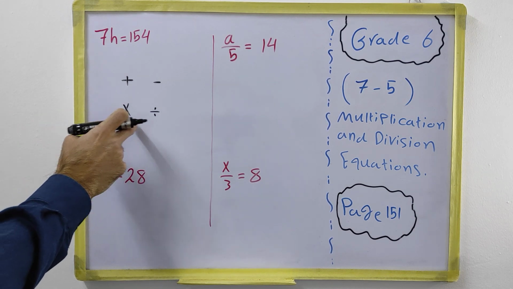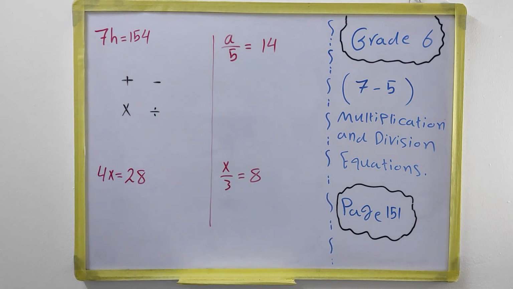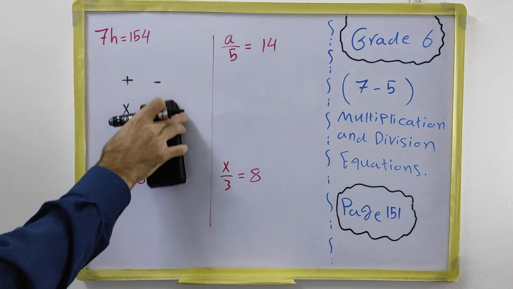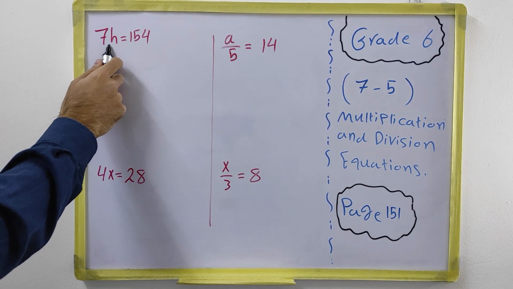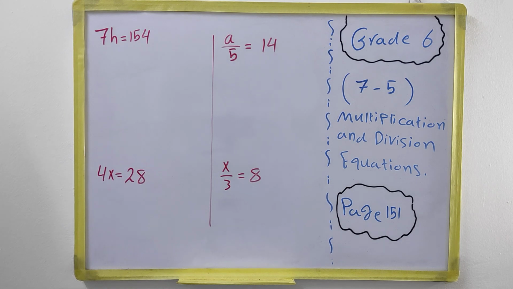If we have multiply, we use divide to solve. If we have divide, we use multiply to solve. This would be easy if you understand addition and subtraction. Now here we have 7h, which means 7 multiply h. We studied that before. If we don't have anything between them, it means it is multiply.